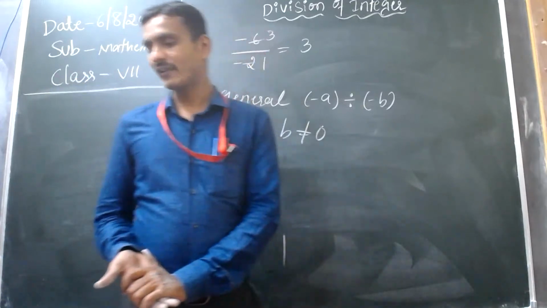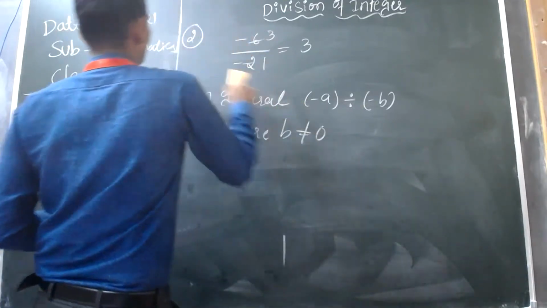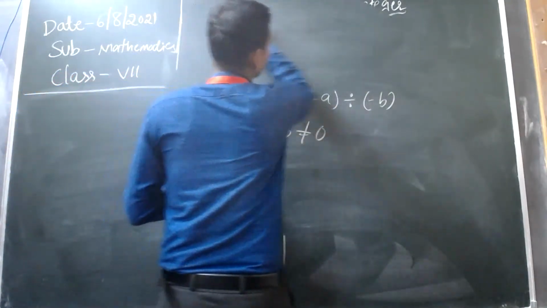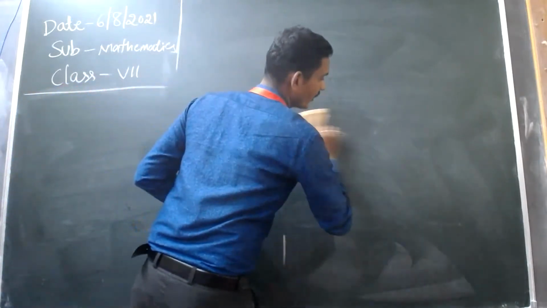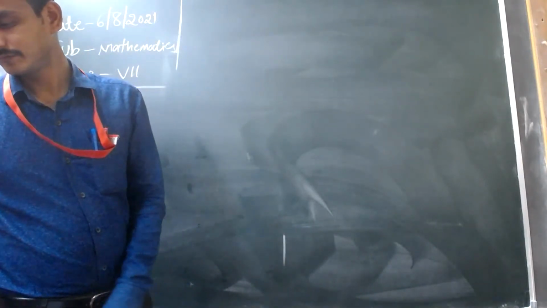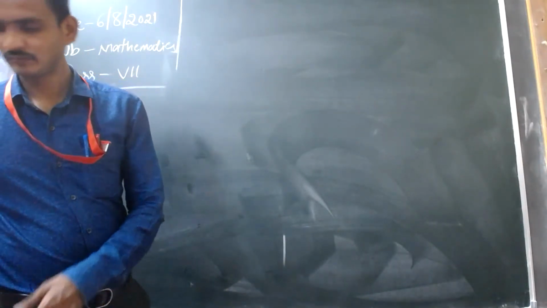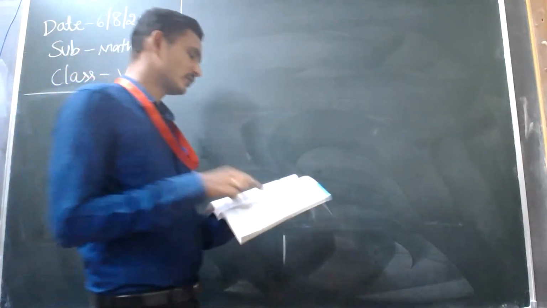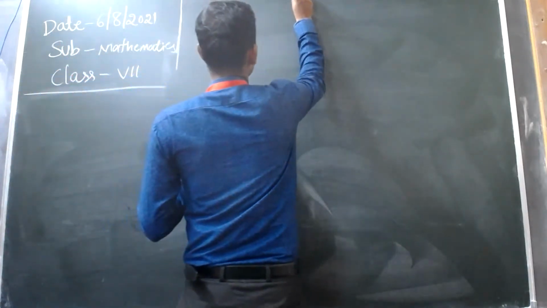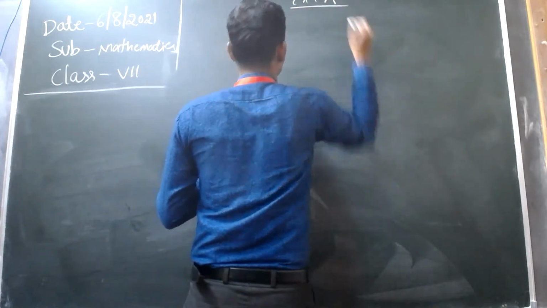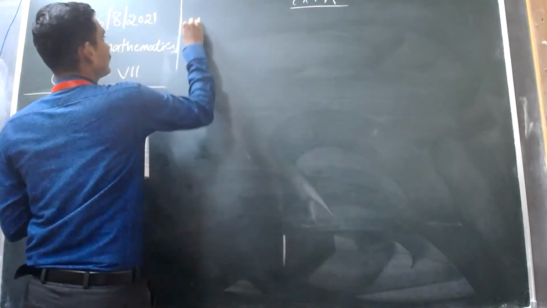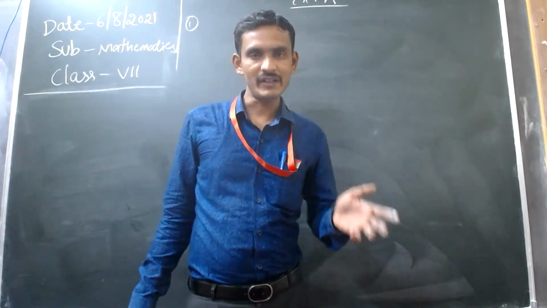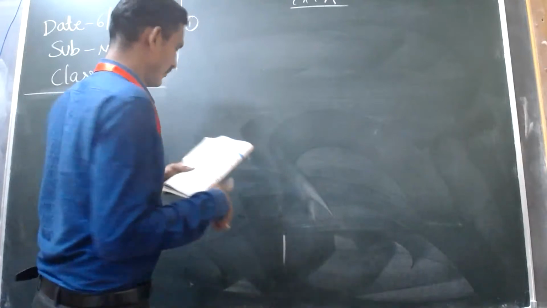Now we'll go directly to the exercise. Exercise 1.3, sorry, exercise 1.4. Exercise 1.3 is already completed, so we'll go to exercise 1.4. In the first question, very easy questions are there. If you understood case 1 and case 2 for the division of integers, you can solve very easily.